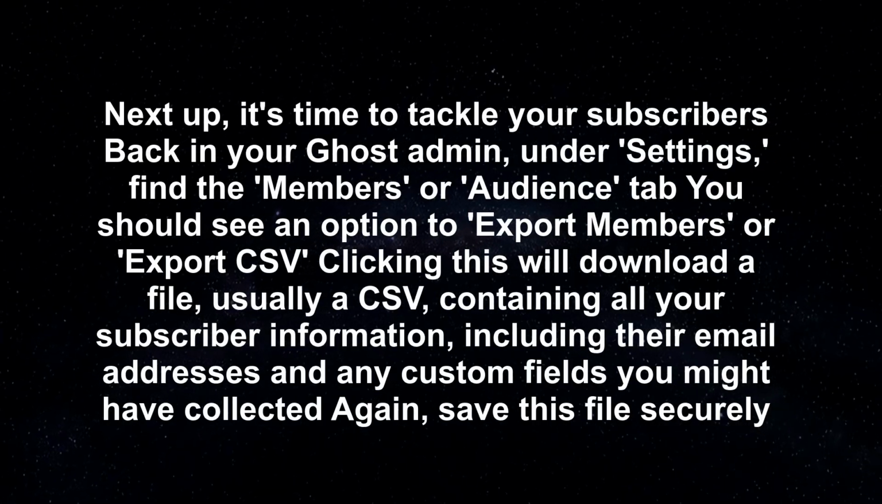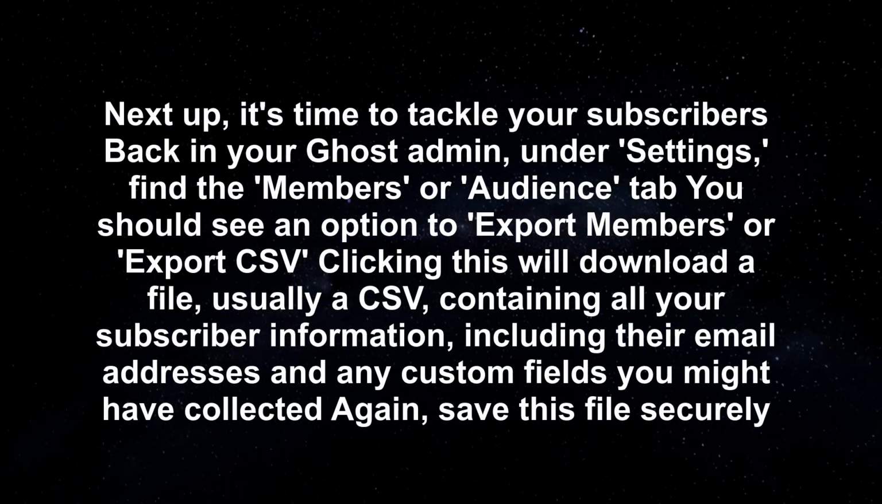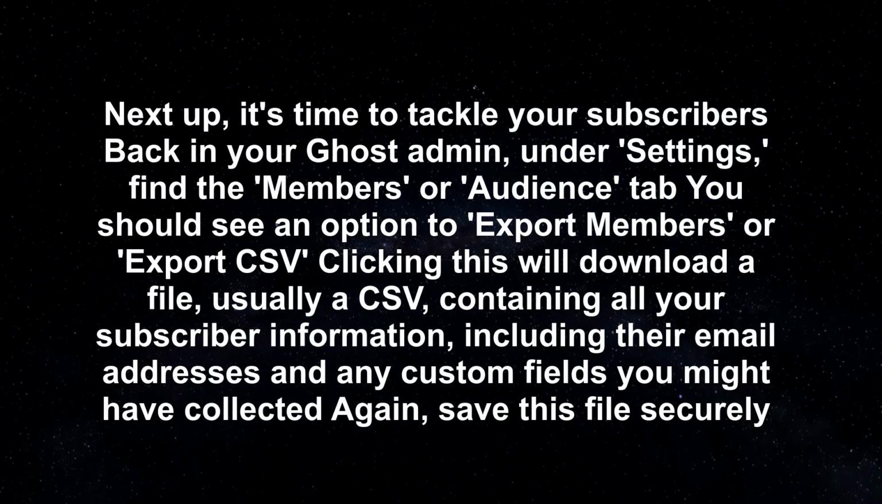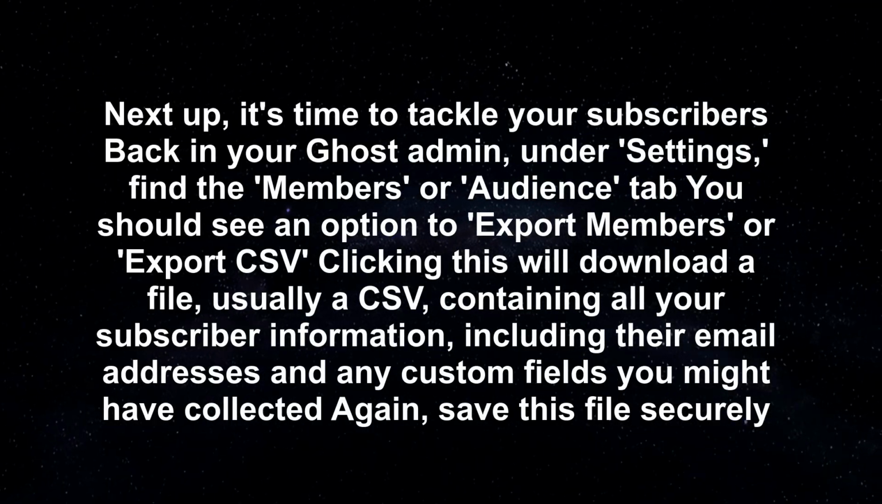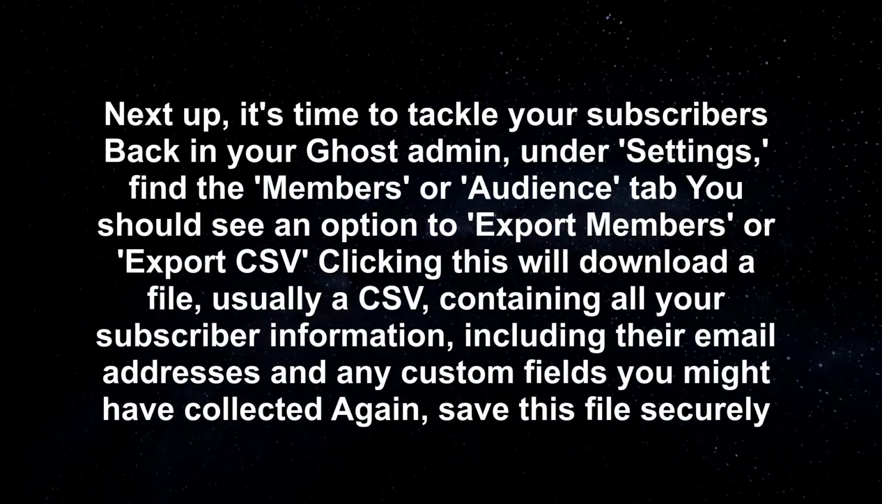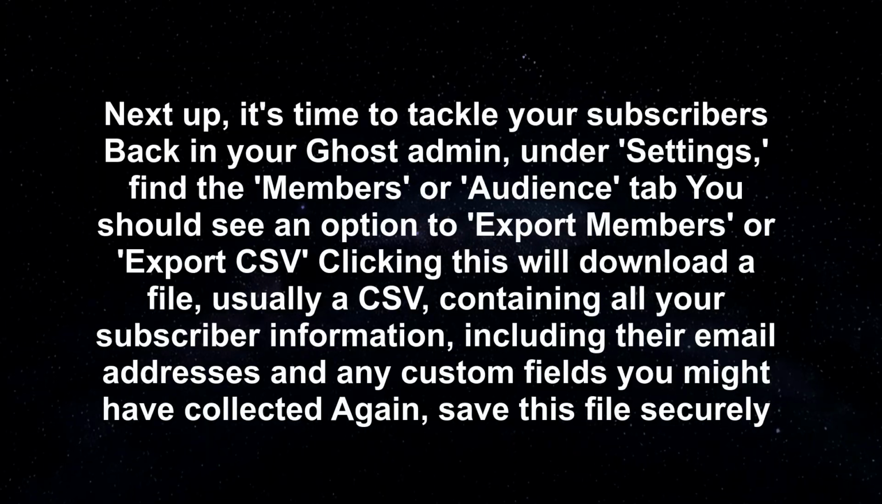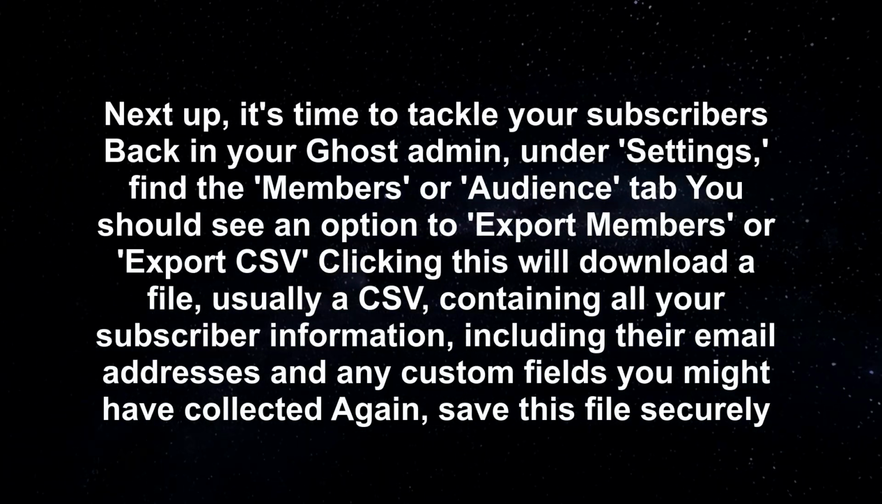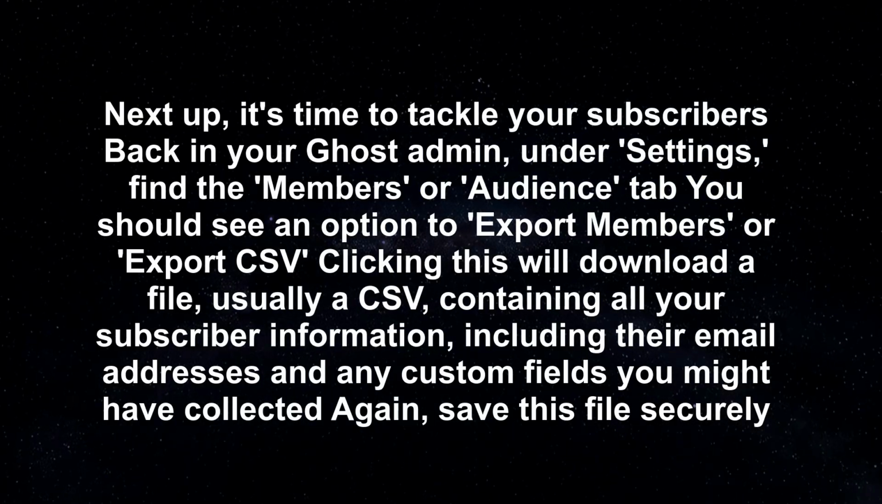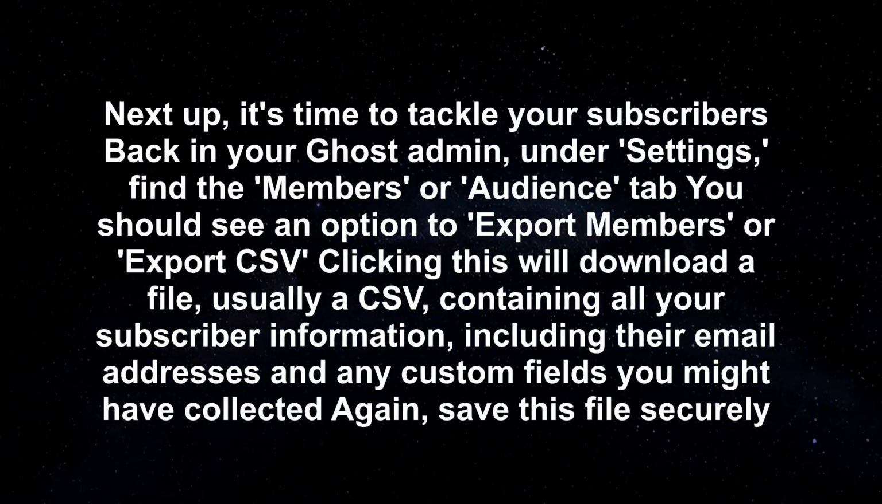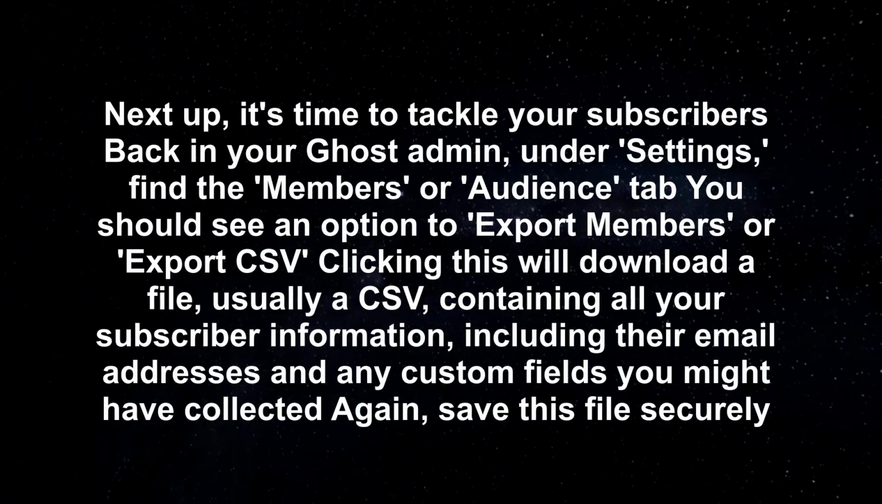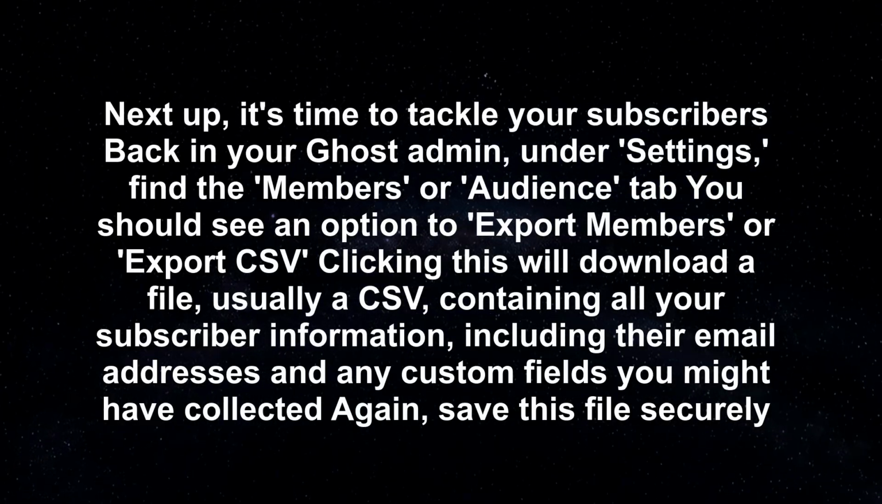Next up, it's time to tackle your subscribers. Back in your Ghost admin under Settings, find the Members or Audience tab. You should see an option to export members or export CSV. Clicking this will download a file, usually a CSV, containing all your subscriber information, including their email addresses and any custom fields you might have collected. Again, save this file securely.